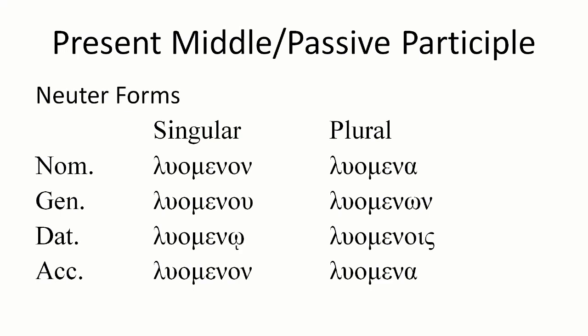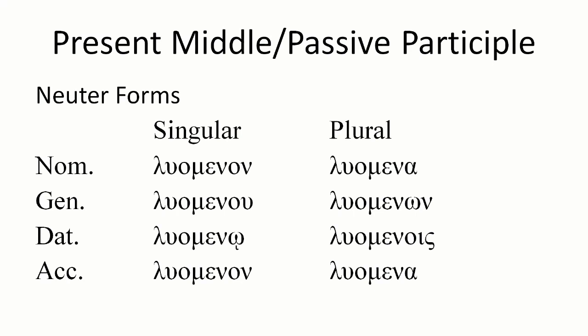Going then to the neuters, lu omenon, accusative singular is the same, genitive and dative forms are the same as the masculine, lu omenou, lu omenoi, with an iota subscript there on the dative. Plurals, nominative and accusative are the same, lu omena. Genitive and datives look the same as the masculine plural, lu omenon, lu omenois.